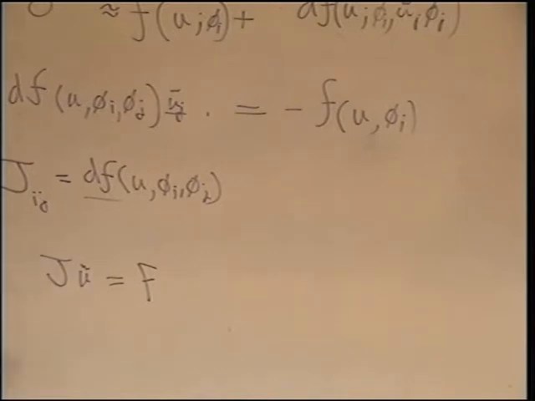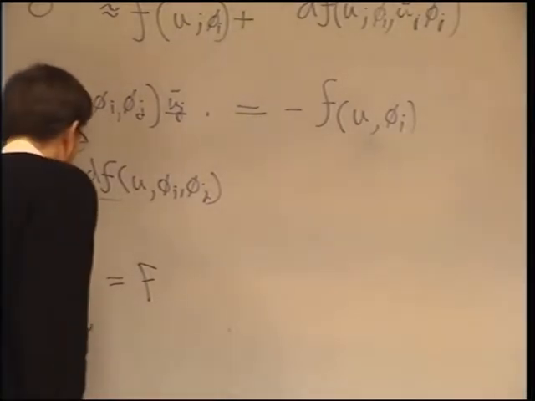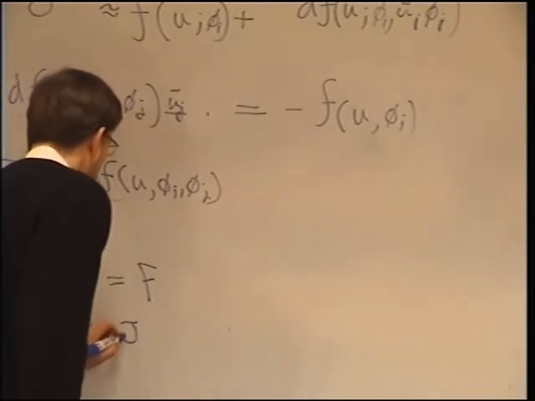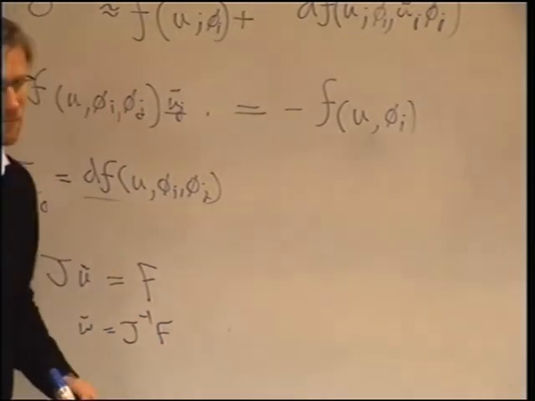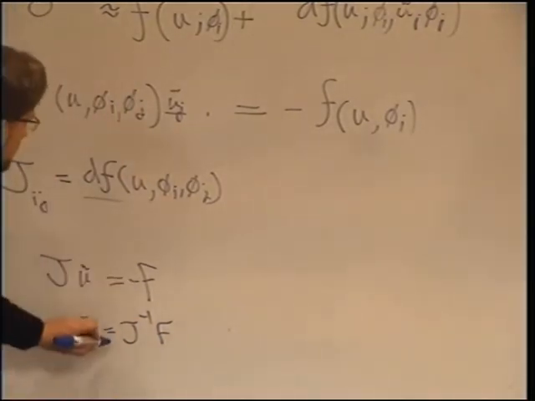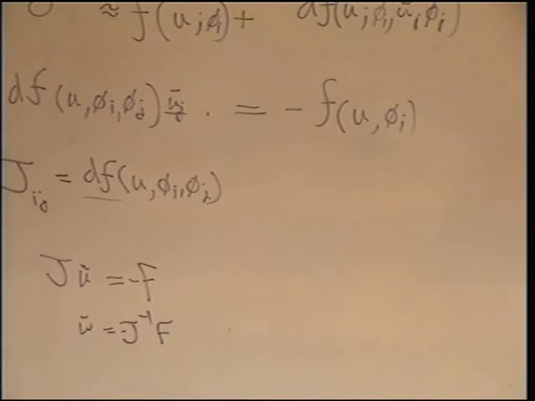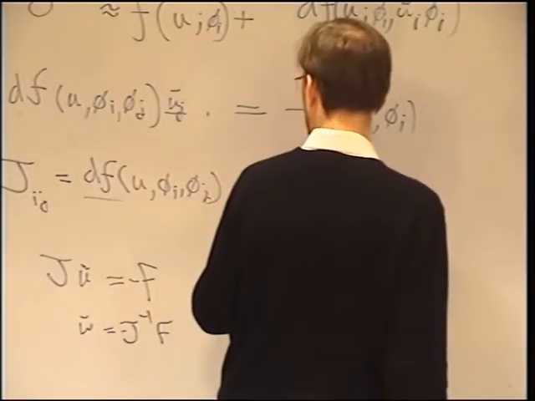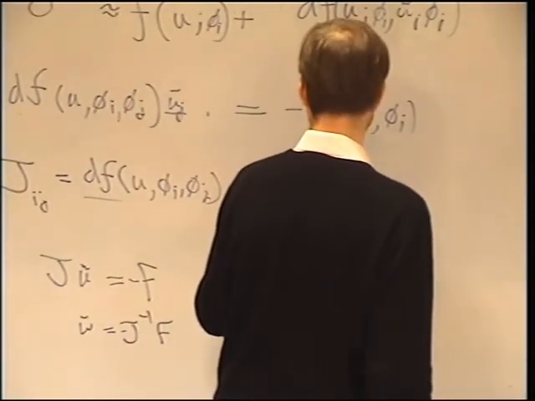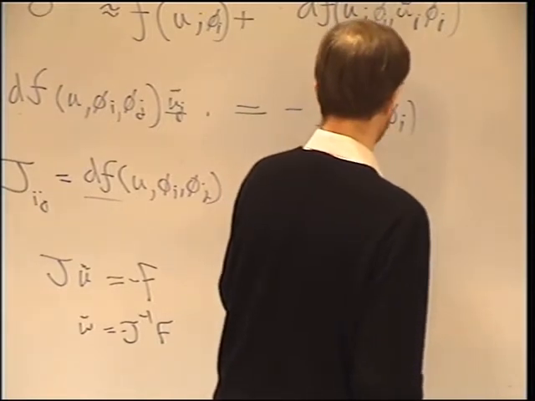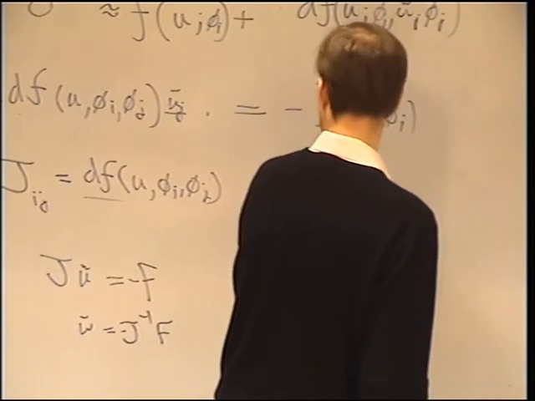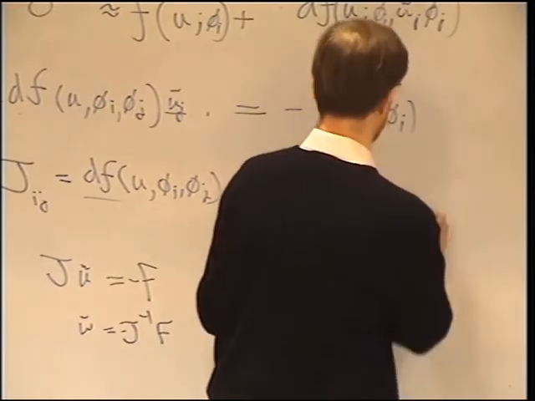So now I solve. I say that U tilde equals minus J inverse F. And to get the Newton method, I just go back to say that U new, or U next, equals U old plus U tilde.